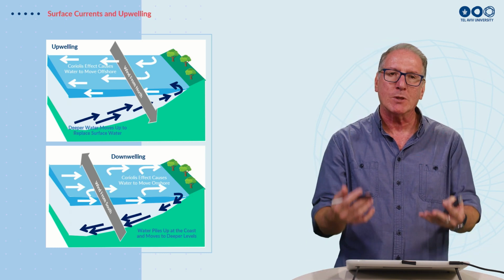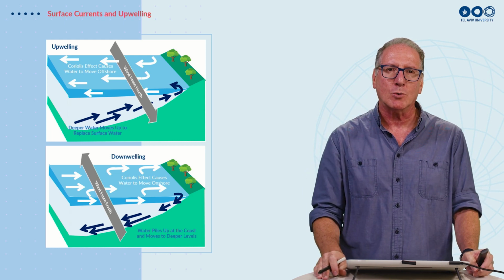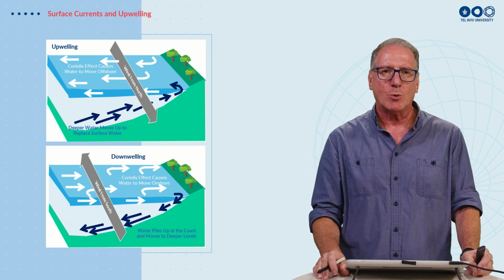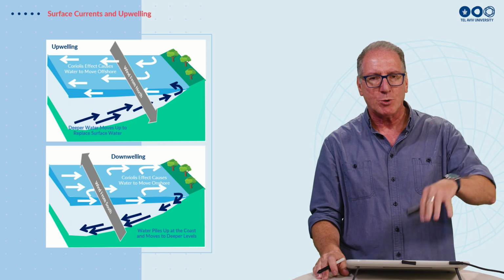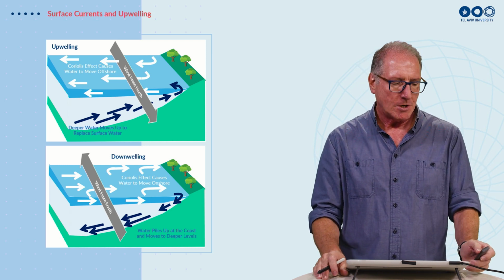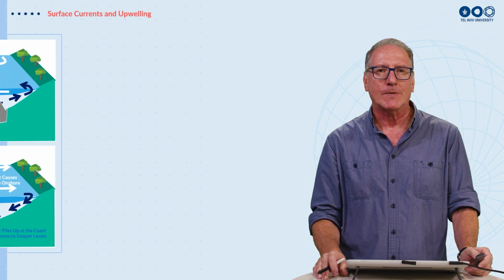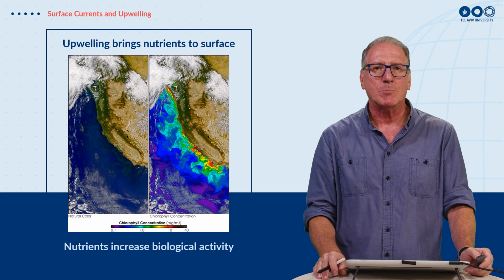So upwelling is when the cold water is pulled up to the surface. Downwelling is when the warm water at the surface gets pushed down into the depths of the ocean. So why is this important?